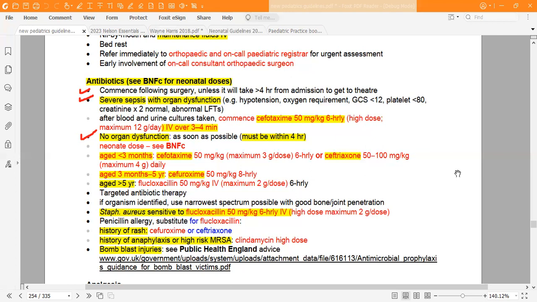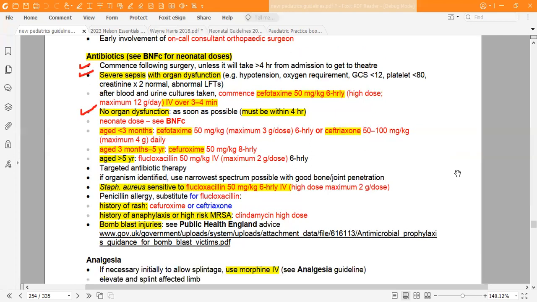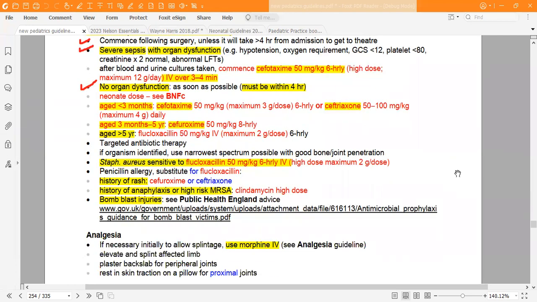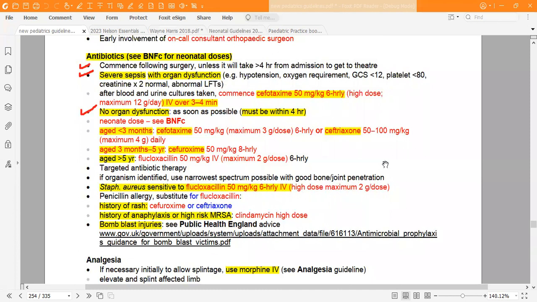History of anaphylaxis or high risk MRSA, clindamycin high dose. Bomb blast injury, which are war injuries, you see the Public Health England advice. There's a link over here to have a look at. All right, let's go through the antibiotics once again because it's very important. Try to check the BNF most of the time to double check the dose.